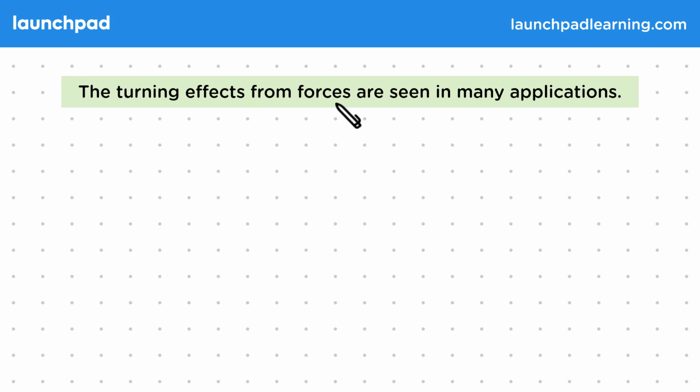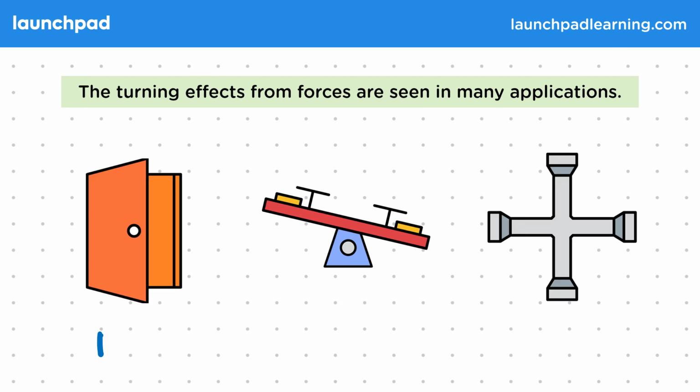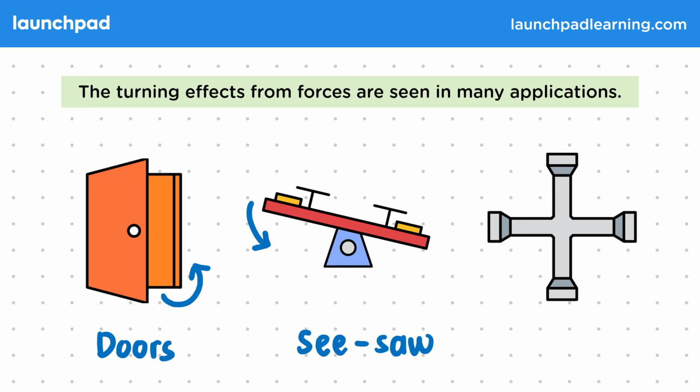The turning effects from forces are seen in many applications. Consider a door. The pivot point is at the hinge and the door handle is placed on the other side of the door as far away from the pivot as possible. On a seesaw, the pivot is at the centre and we apply opposite forces at either end. On a spanner, the pivot is at the centre, so we can apply opposite forces at either end.